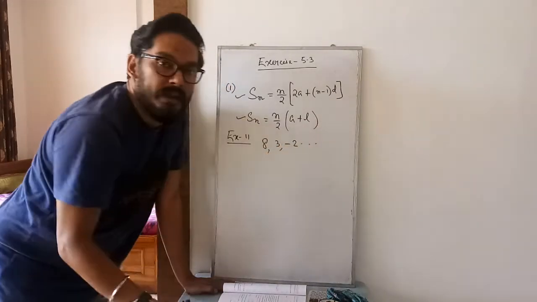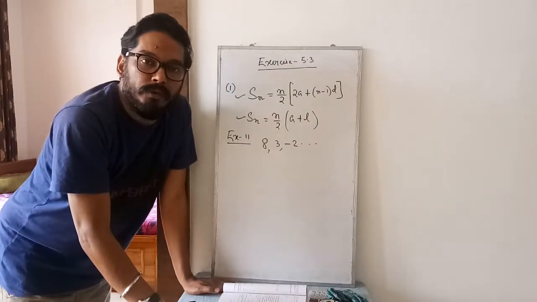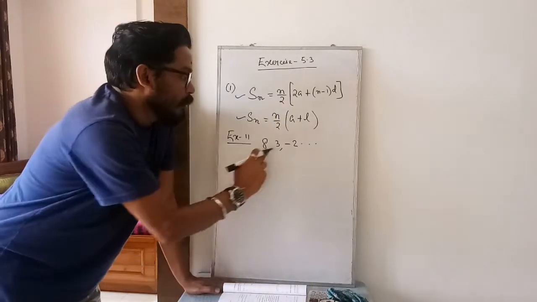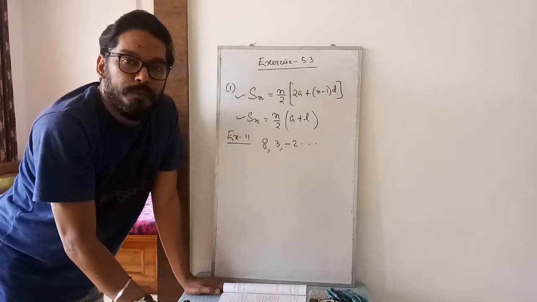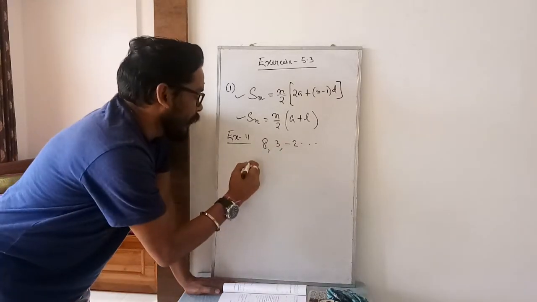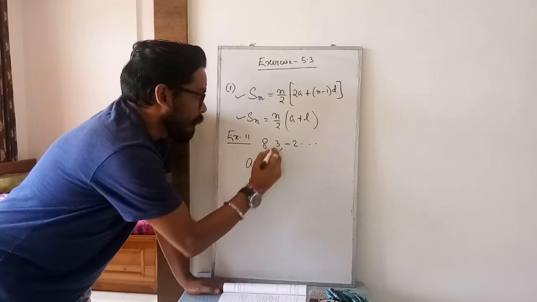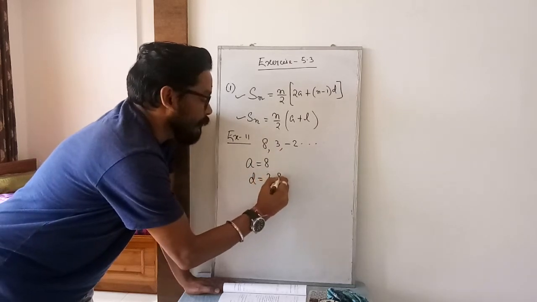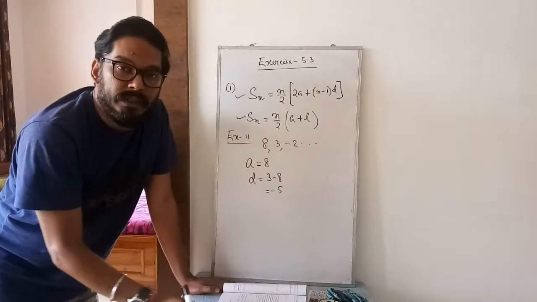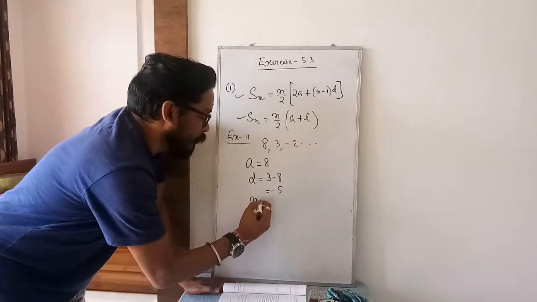We say a given sequence is an AP when the common difference is the same. And how do we find the common difference? Second term minus first term. So this is the AP given and you have to find the sum of the first n terms. In this AP, your A is 8, D is second term minus first term, so it is minus 5, and you have to find the sum of 22 terms. So n value is 22.